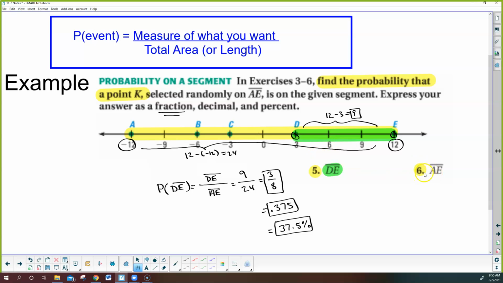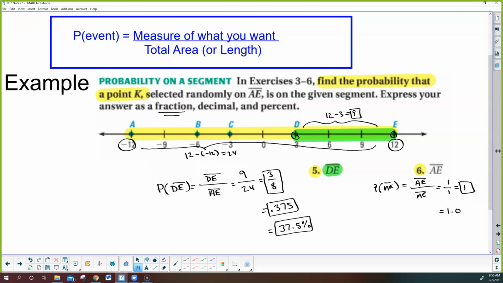So what about number 6? What we want is the probability that a random point K would land on this line A to E. Well, I want the length of A to E over the total. And in this case, you don't even need a number line. You don't even need a value. If I have the same thing over the same thing, that's 1 over 1, or 1.